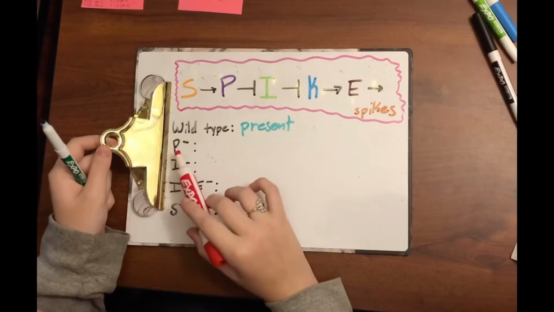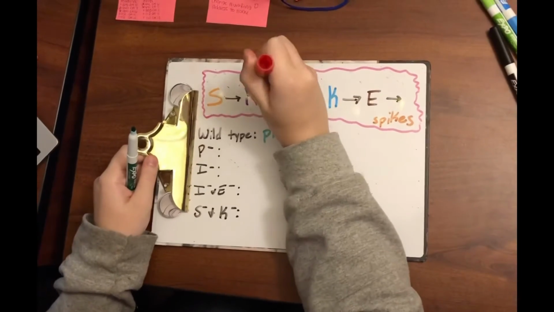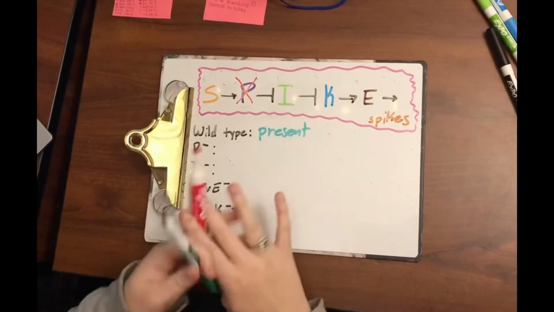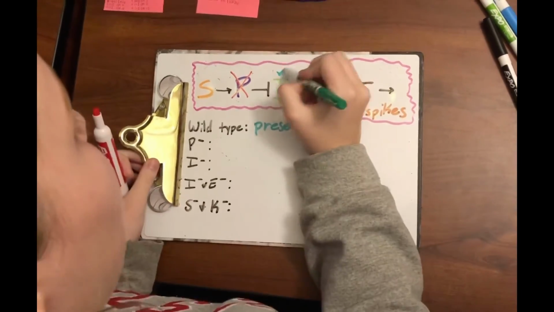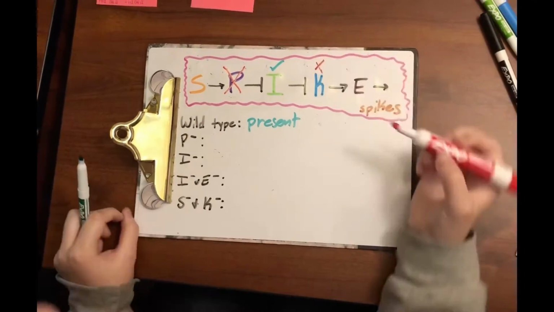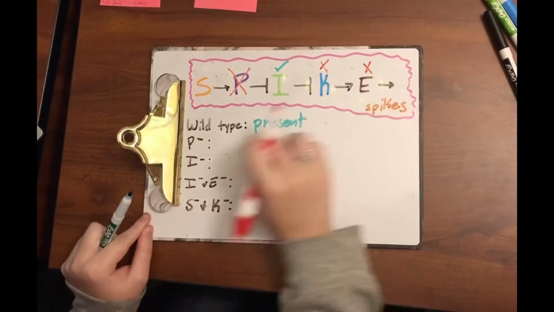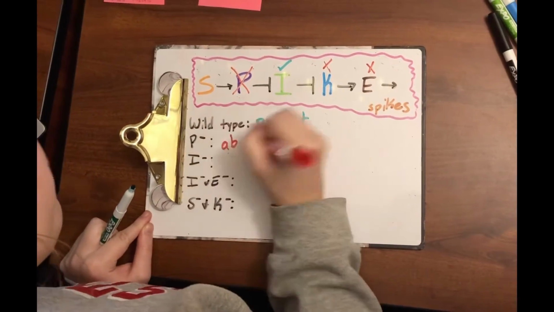Our next genotype is a mutation on the P gene, which means P will not be produced. Now, if P is not produced, it is not able to repress I, which means I will be present. And since I is present, it is able to repress K, and K will not be present. Since there's no K to activate E, E will also not be present, which means that the spikes will be absent.